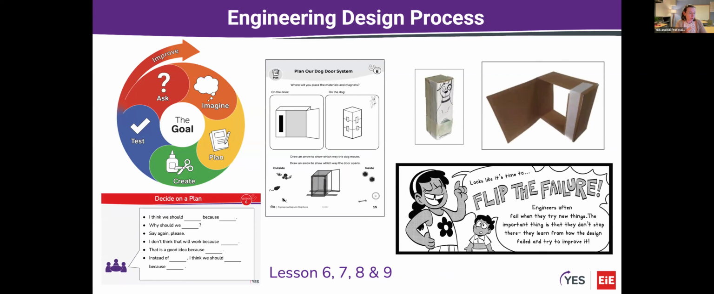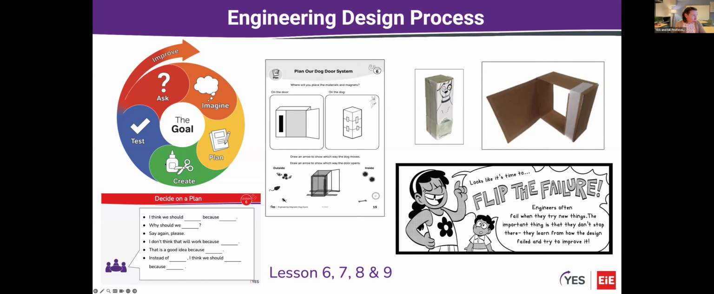In lesson 6, for example, they imagine different ideas for a dog door. You can see this is the model of the dog door. It's just a small little cardboard box. They start to sketch out different ideas that they have individually, and then they come together and plan as a group. You can see here there are different prompts in our slide deck to help students come to a consensus on a team plan, because sometimes that can be difficult.